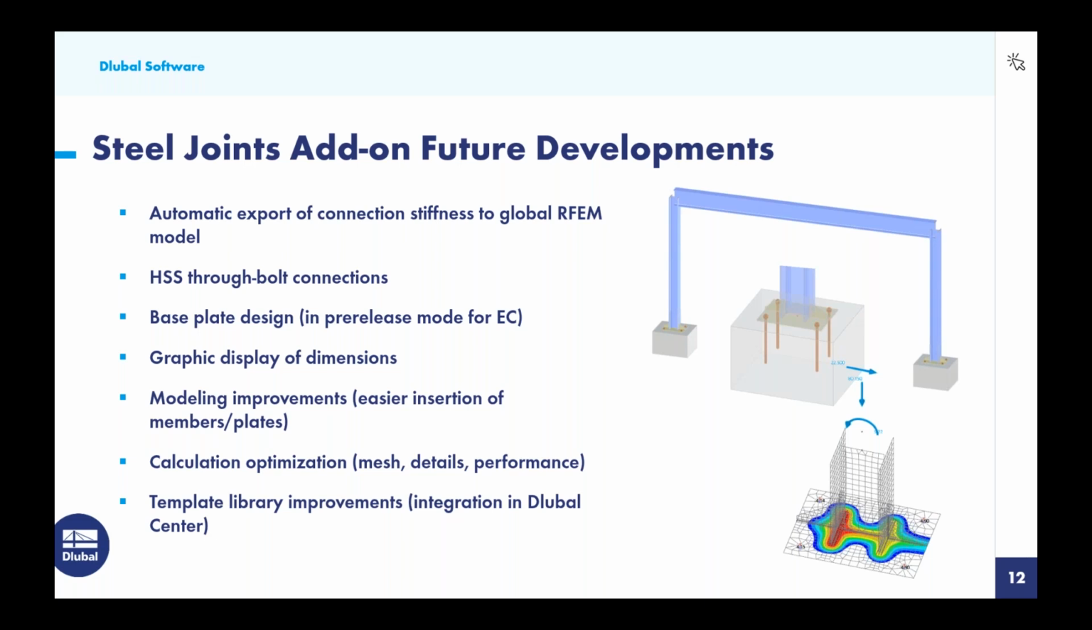And then some other developments such as graphic display of dimensions just for easier component input. Modeling improvements, we're going to apply maybe easier insertion of members and plates. So we'll see this added within the steel joints add-on. And then probably more so underneath the hood is just calculation optimization. So better generation of mesh, the details, and in general, the performance of those submodels.